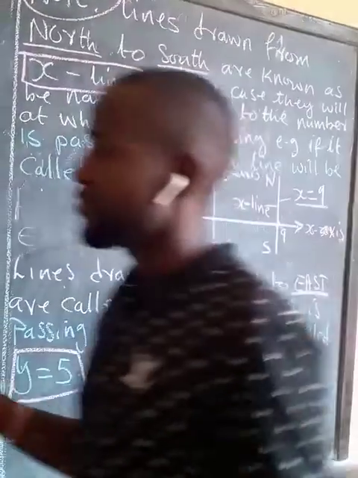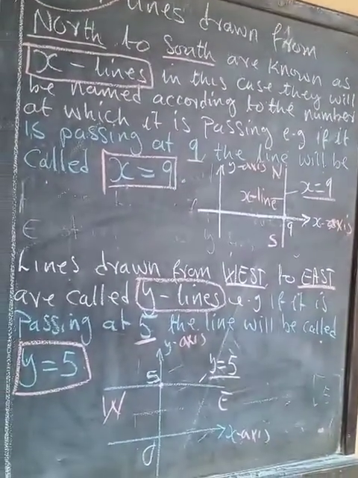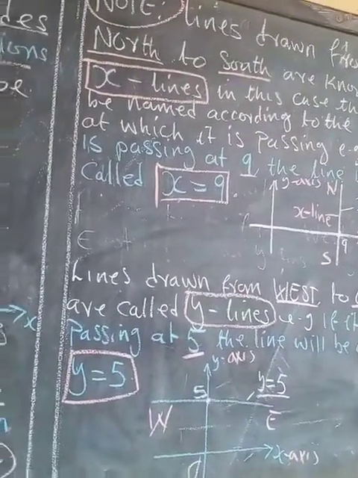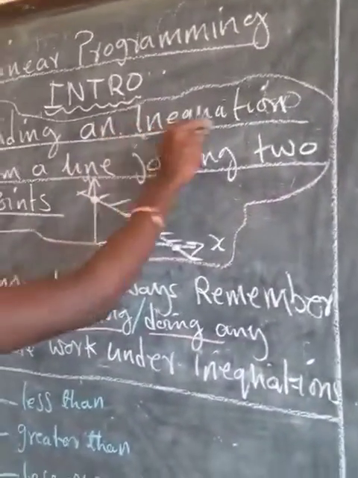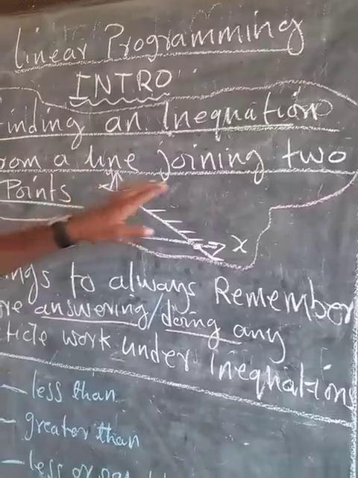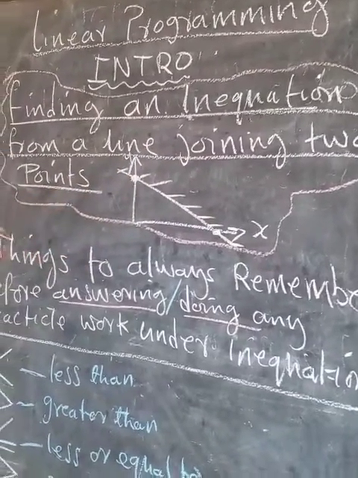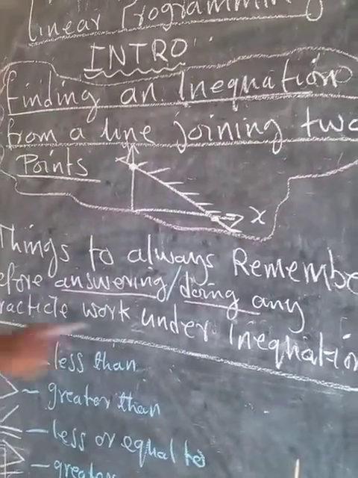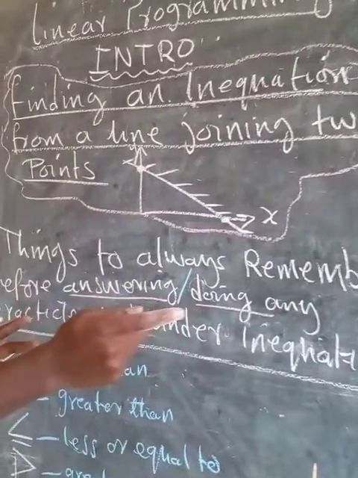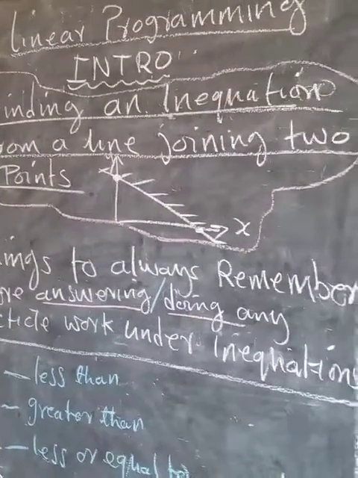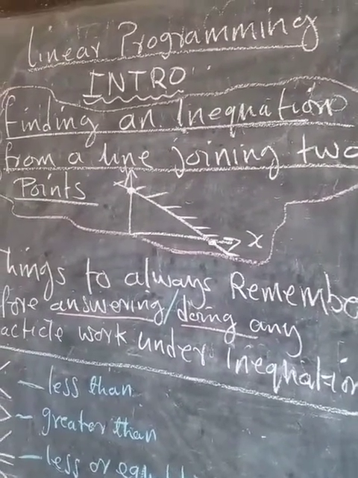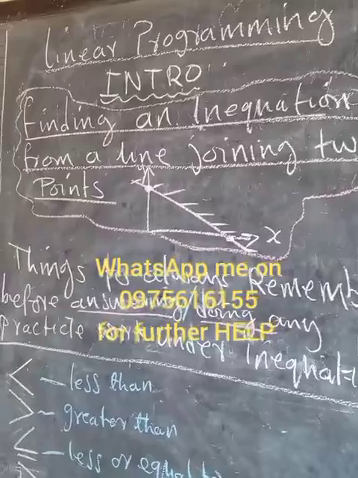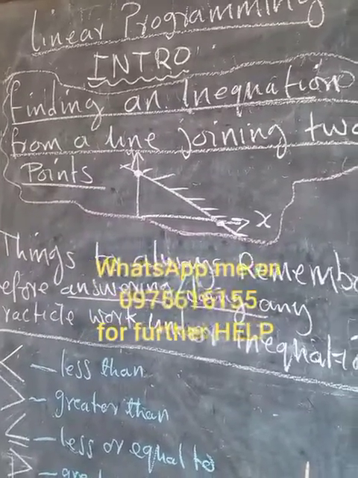As we have noticed from the first board here, this important part here, we talked about finding an inequation joining 2 points. This will be our next concentration when you have gotten the whole concept that I've shown you on the board: how you interpret the numbers, the symbols, what kind of lines you draw and where you should shade when you're given the symbols and stuff like that.